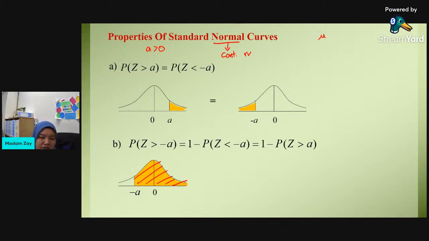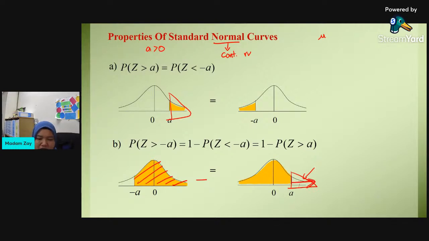So macam mana nak cari probability dia? Kita biasanya akan ambil sama juga area di belah kiri A. So kalau belah kanan negative A, sama juga dengan belah kiri A. Tadi tu, kita opposite direction and opposite sign. Betul tak? Tapi kalau dalam table, dia tak boleh nak cari yang less than. Kita boleh cari yang more than saja. So segitiga ni, dia adalah probability of Z more than A, belah kanan A.